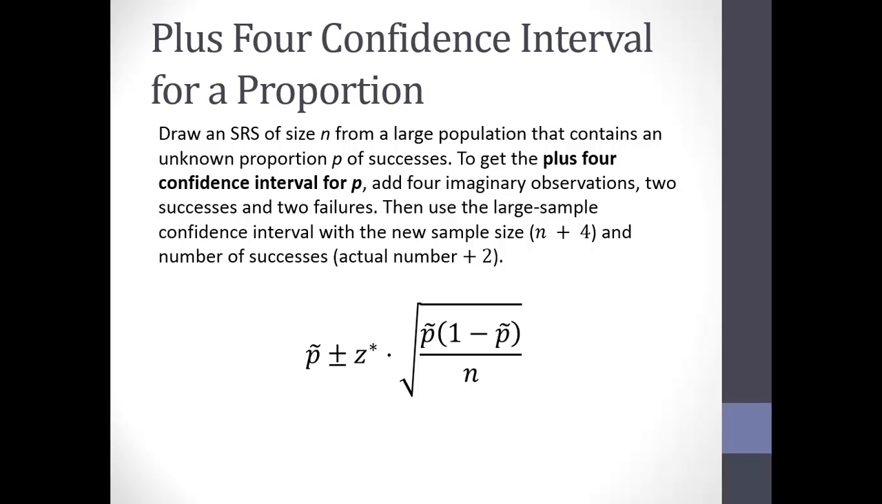So instead of P hat plus or minus Z star times our standard error, it's now P tilde plus or minus Z star times P tilde times all that stuff. Should we have n plus 4 on the denominator of the fraction? Absolutely, we should. That is a typo in my slide. Thank you. There should be an n plus 4 in the denominator of the standard error. That's exactly right.